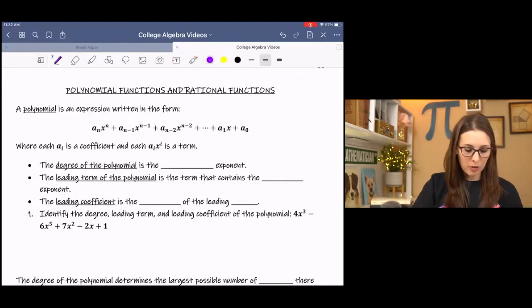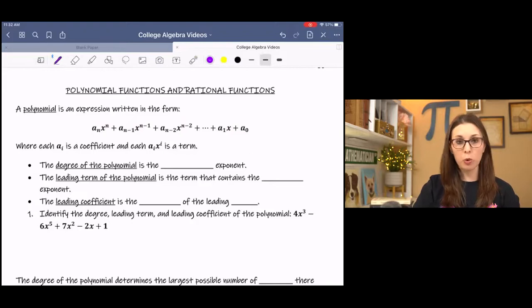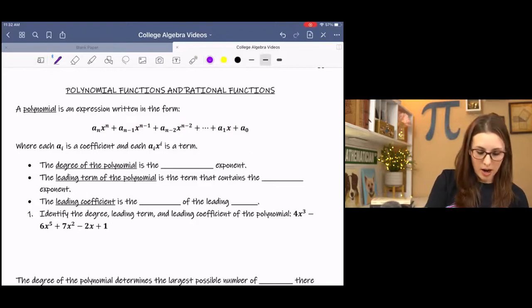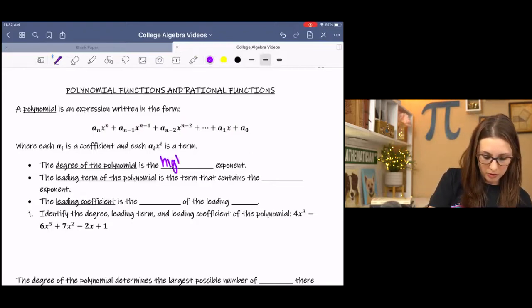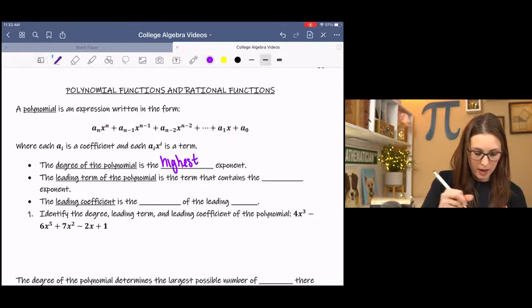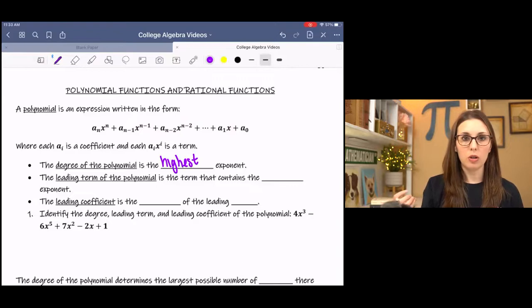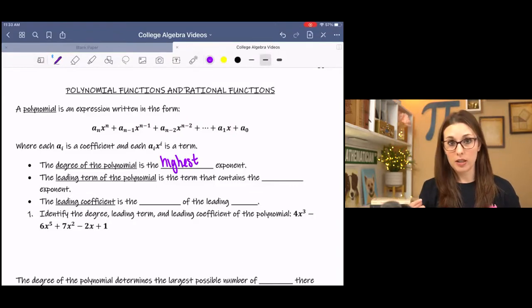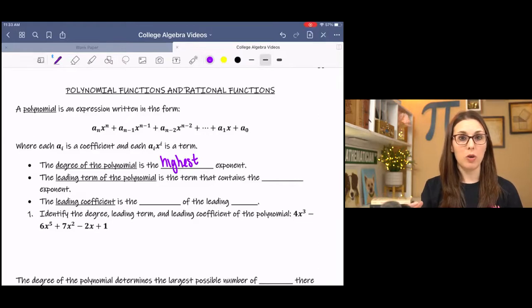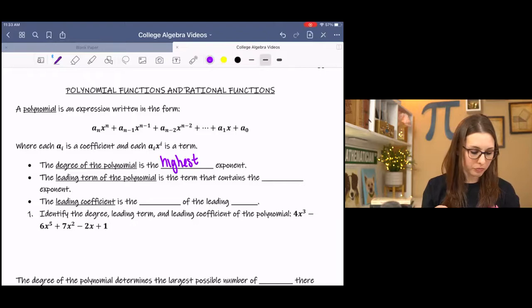The degree of the polynomial is going to tell us some important information. It is the highest exponent, and it tells us how many zeros there are. So when we were looking at quadratics and the highest exponent was a 2, that meant that we had at most 2 zeros or 2 x-intercepts.